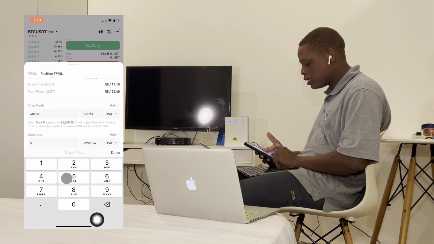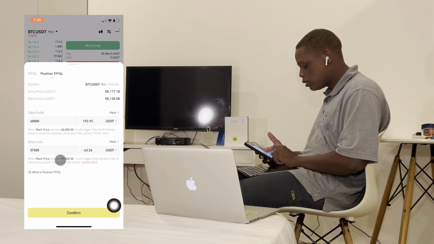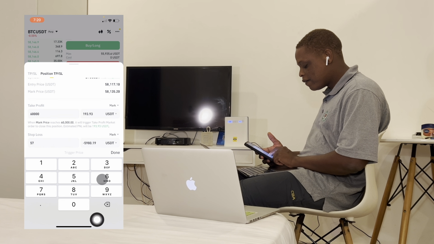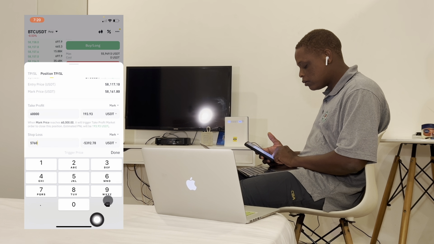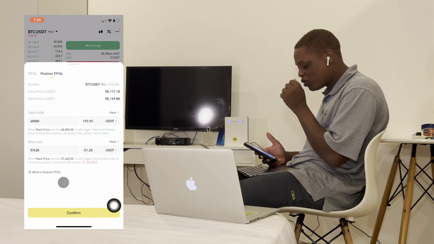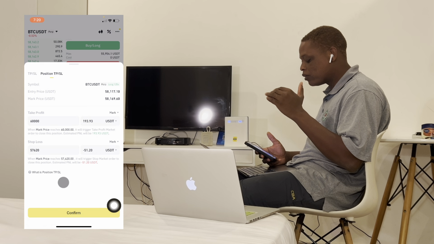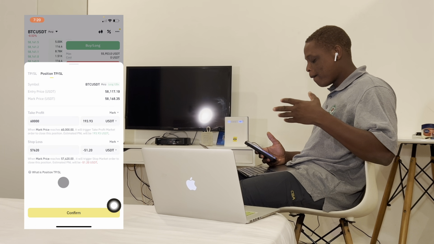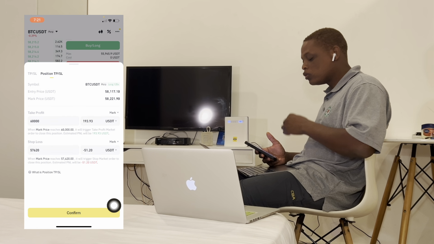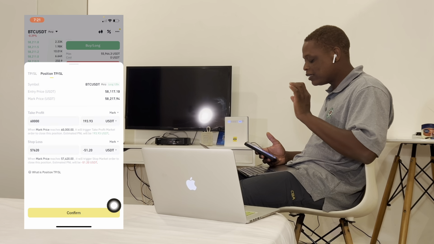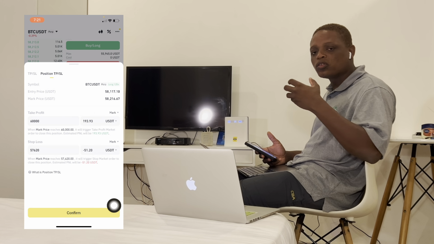So I can write $57,500 here. Okay, so we can use a stop loss of $600. Let's do something like this. 620. Okay, so now if Bitcoin falls down to 57,620 USD, I'll be losing an amount of 51 USDT. Now if Bitcoin is able to go to 60,000, I'll be making $193. So this is how trading works.